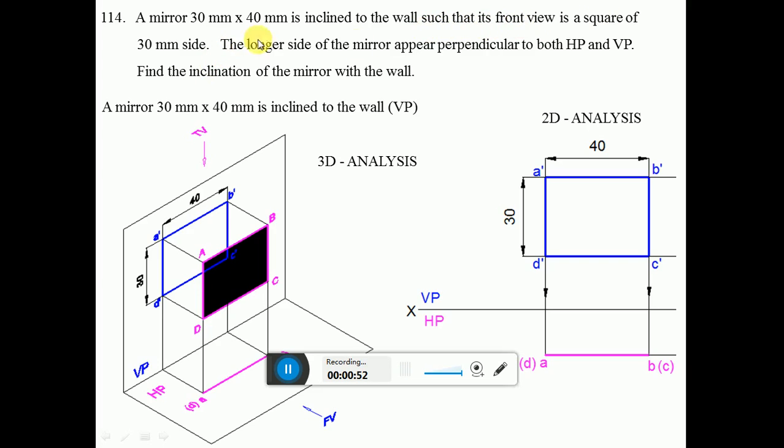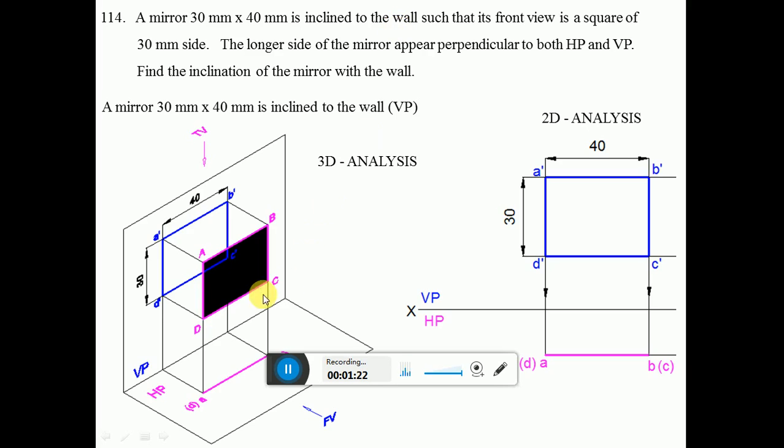Since he has given that the front view is a square of 30 mm side, we have to start the problem from the front view. Then he says the longer side of the mirror appears perpendicular to both HP and VP. Find the inclination of the mirror with the wall. The first condition is a 30 mm by 40 mm rectangle inclined to the wall, so inclined to VP. Since it is inclined to VP, we are going to make it parallel to VP first.